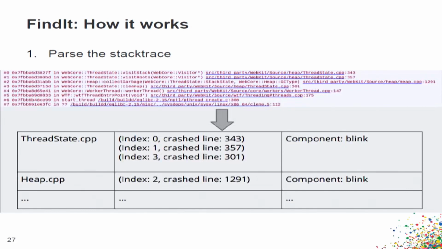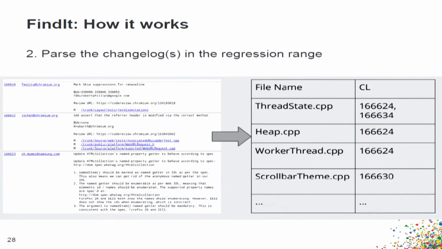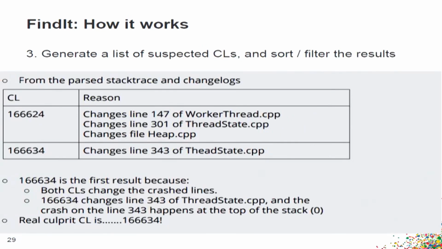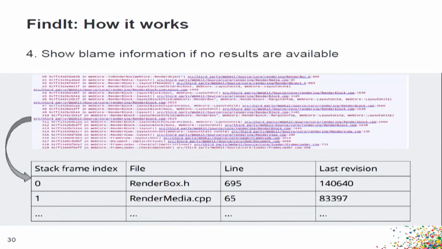Now, Findit starts with parsing the stack trace. It will extract the numbers. It will try to identify the components that individual teams work on. After it has parsed the stack trace, it will look in the change log or commit log. So it will look at the particular changes that essentially led to the crash. You end up with a short list of suspects.